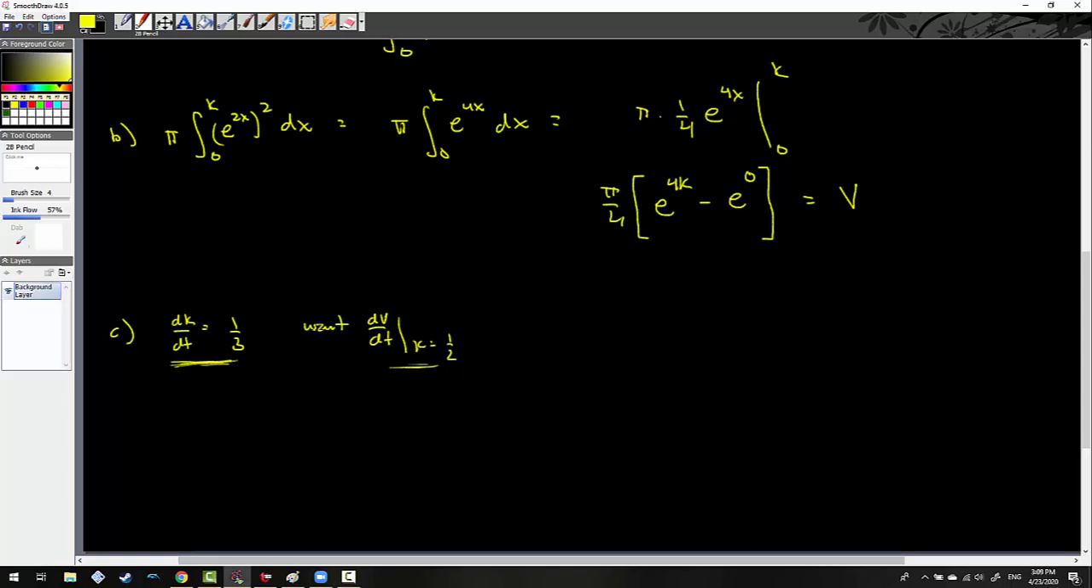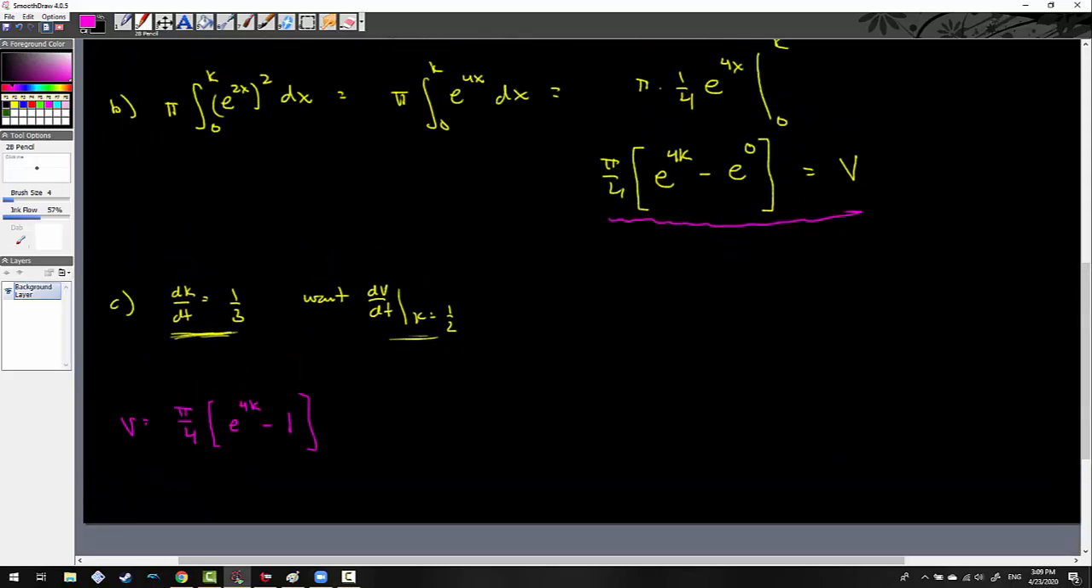Well, it actually said the volume found in part B, so they're giving you a clue. They're telling you that that is the relationship you're going to use to link up V and k, which is this formula that you just found in part B. So before I do any calculus to that formula, I'm going to simplify it a little bit. I'm going to call it e to the 4k minus 1. And then that's going to give me pi over 4 e to the 4k minus pi over 4.